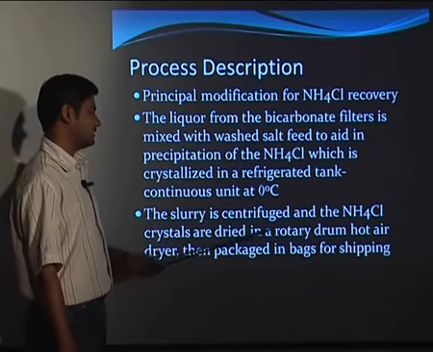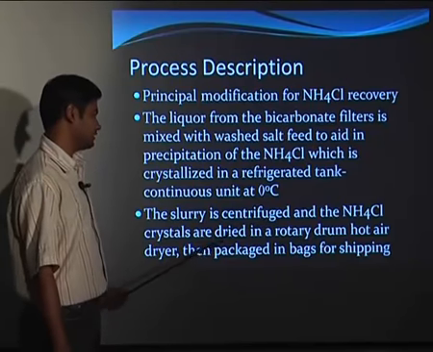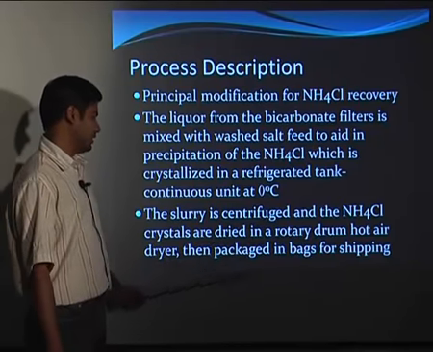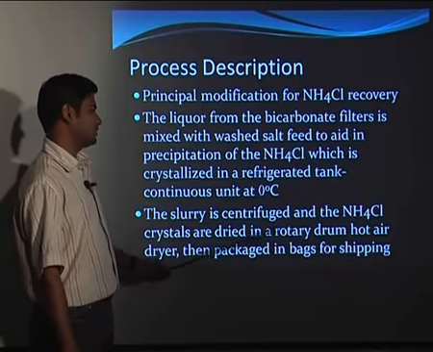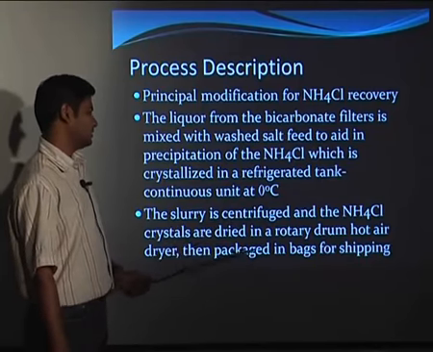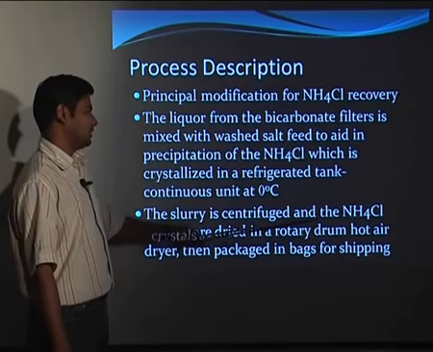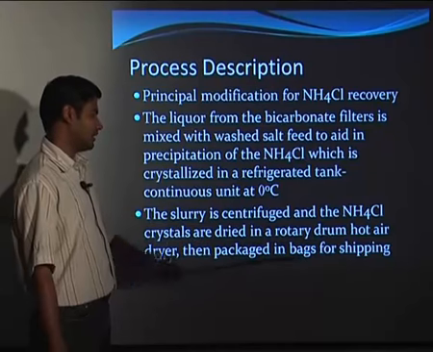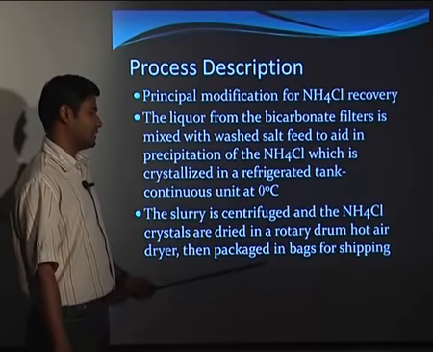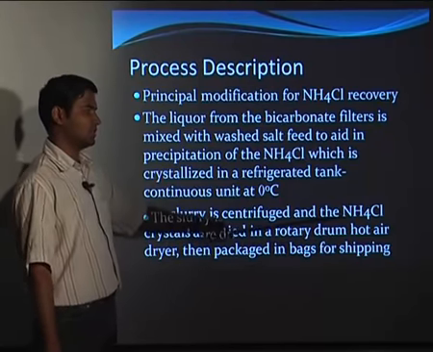Then the slurry is centrifuged and the NH4Cl crystals are dried in a rotary drum hot air dryer, then packaged in bags for shipping. So we centrifuge the slurry, get the NH4Cl, dry it in a rotary drum hot air dryer, and package it in bags for shipping. So it also has economic value.